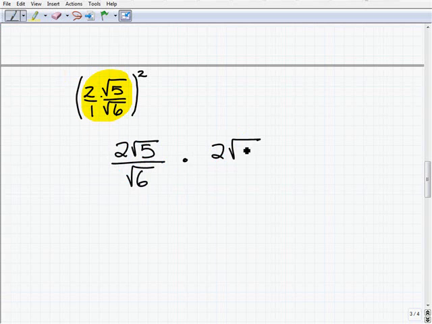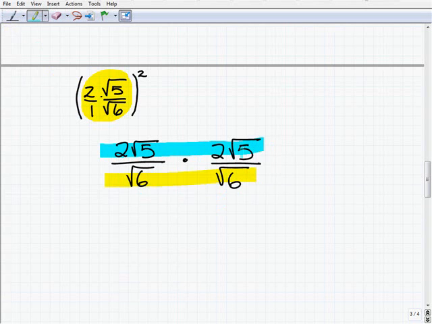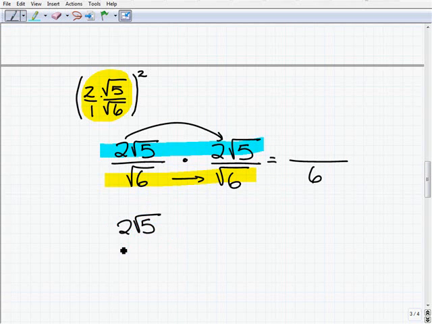This is going to be 2 over the square root of 5 over the square root of 6. Now, it's just like when you rationalize: numerators times numerators, denominators times denominators. So the square root of 6 times the square root of 6, the radicals go away. This is simply 6. Now here we have to multiply the numbers times one another. Just to make sure you understand that, 2 radical 5 is the same thing as 2 times radical 5.